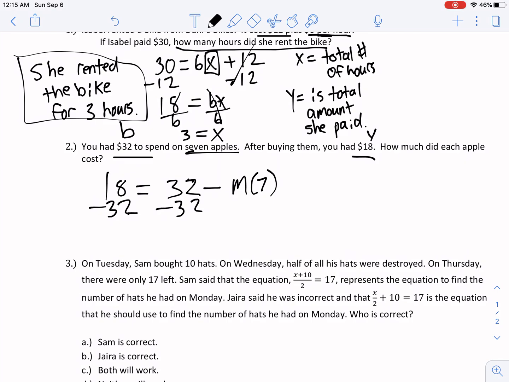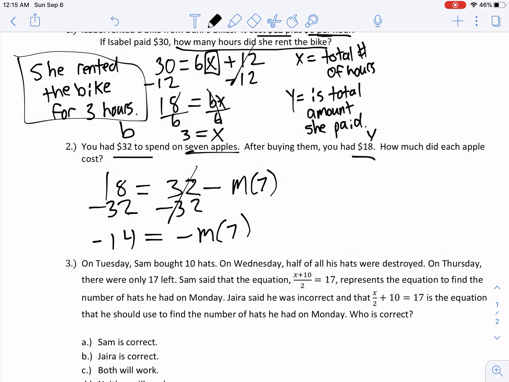So what's 32 minus 18? 14. And which one has the larger sign, or which one is the larger value? 32, and it's negative. So I get a negative 14 is equal to, inverses cancel out, a negative M times 7. Well, now I have M times 7, so how do I get rid of it? Well, I have to divide out this 7, okay?